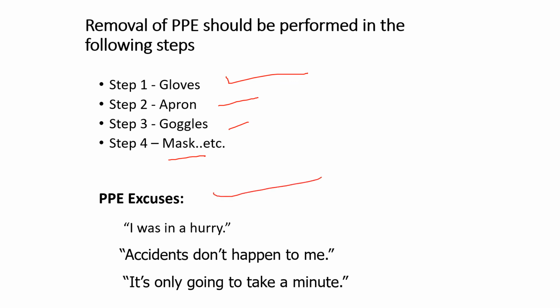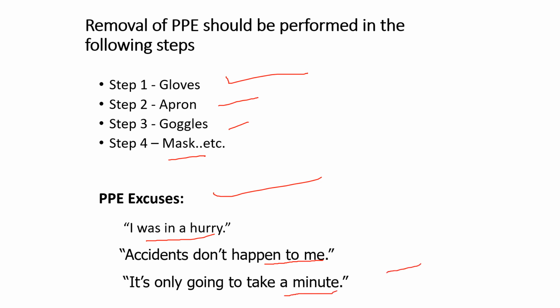If you are working in the lab, even 1 minute, 2 minutes, 3 minutes, mostly the students don't bother, and they don't care about wearing the PPE. For example, workers can make excuses like: I was in a hurry, and accidents will not happen to me because I'm very confident, I'm working very carefully. Okay, so this is also a kind of confidence. So these are excuses. It only takes 1 minute.